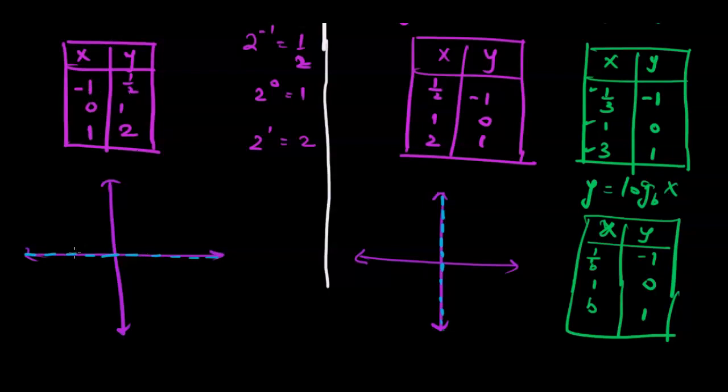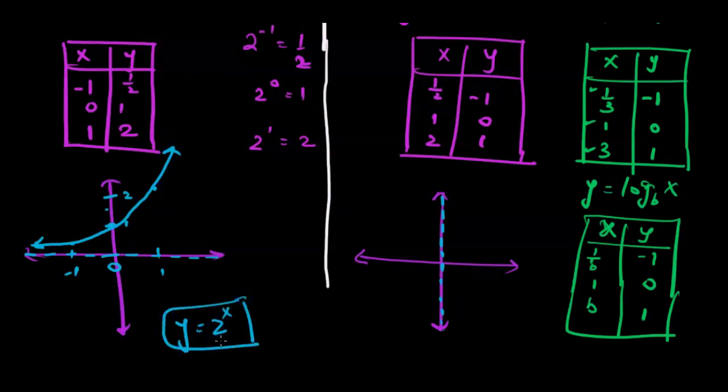When x is -1, y value is half, so let's keep y as 2 here, 1 here, so half will be somewhere here. When x is 0, y is 1. When x is 1, y is 2. When we connect these points, this is how the graph looks, and this is y equal to 2 to the power x. That's the exponential function graph, and the base is 2.